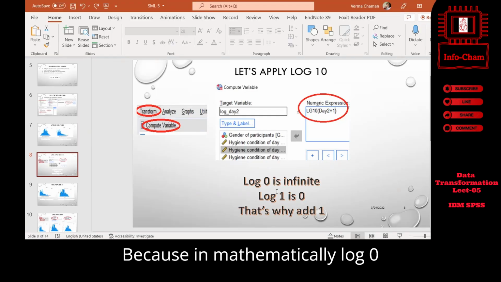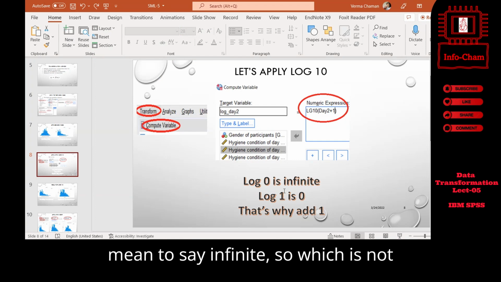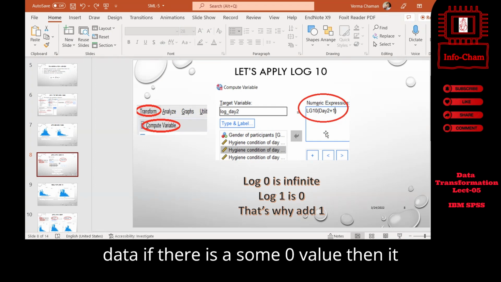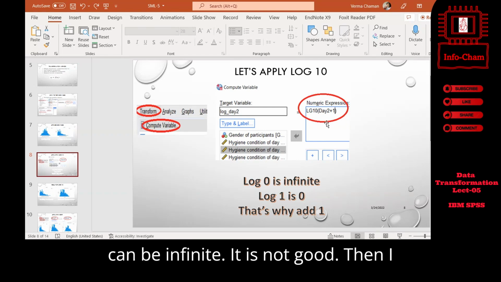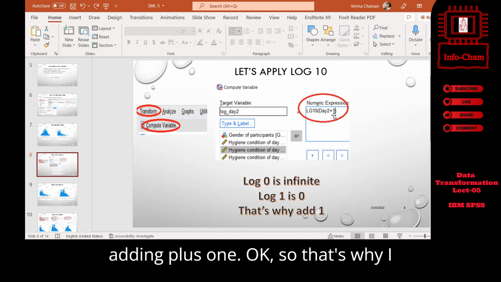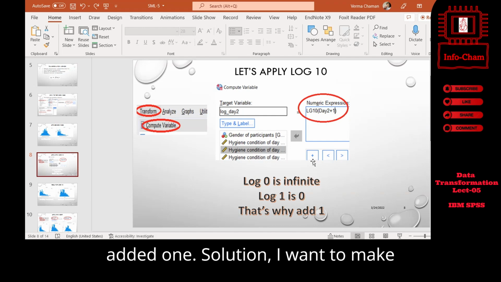Because mathematically log 0 means infinite, which is not good. Log 1 value is 0, because if there is some 0 value in my data then it can be infinite. It is not good. Then I need to make the transformation by adding +1. Okay, so that's why I added 1.